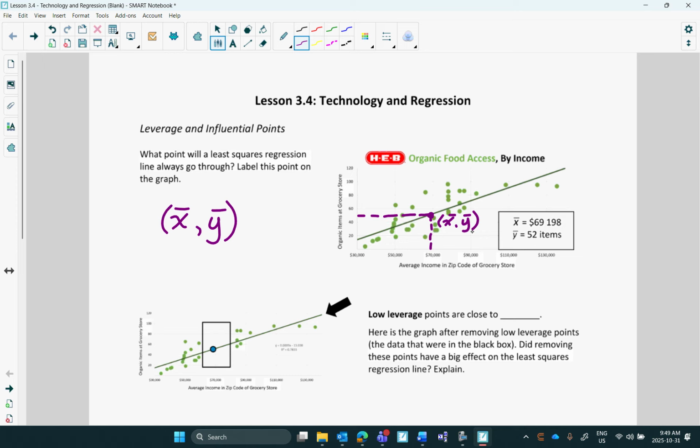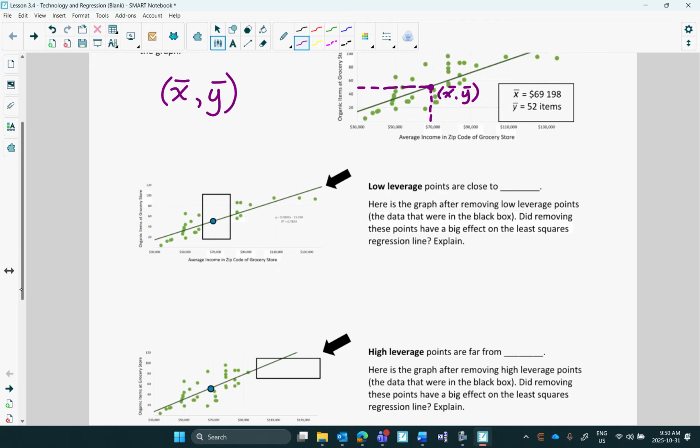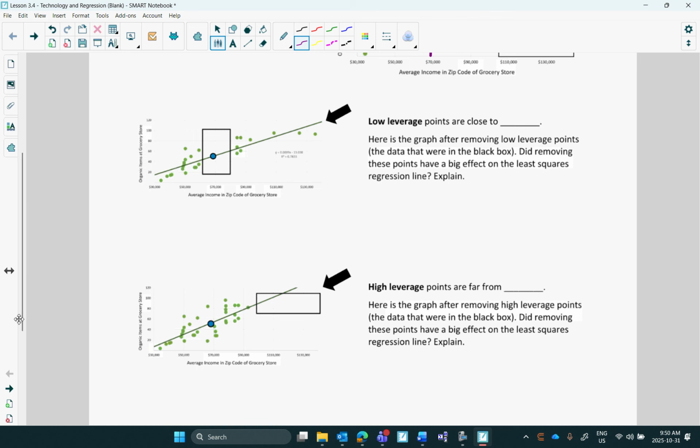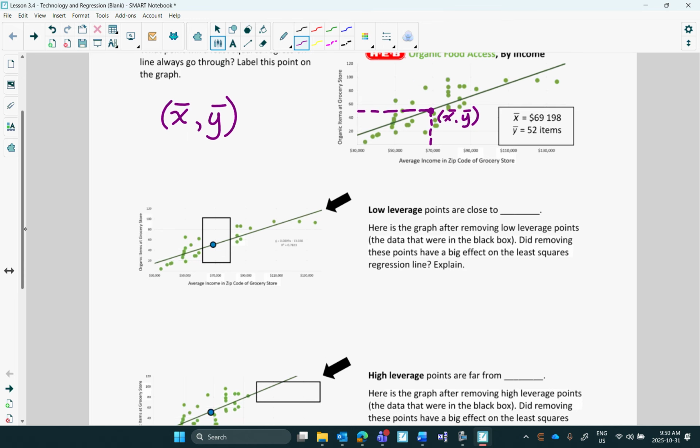Just to talk more about certain points in a scatter plot. We talked about outliers. There are also some other points that can have an impact on certain measures of the least squares regression line and other measures. Something called low leverage. Low leverage points, remember, this is the original line, okay? Low leverage points are when we take out points around the mean of the explanatory variable. So notice anything around here was taken out. So low leverage points are close to X bar.